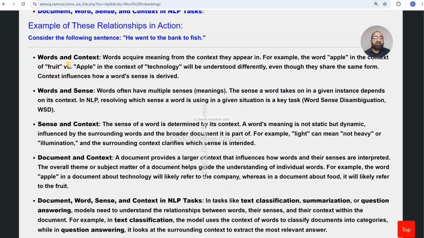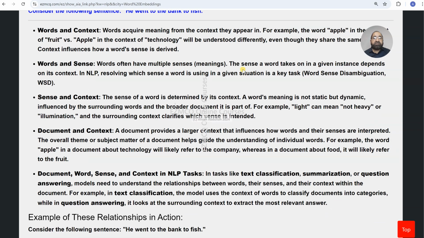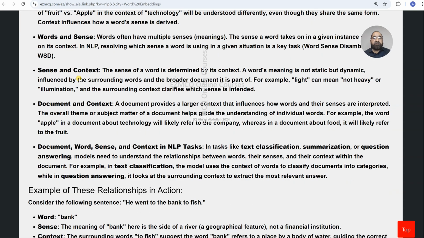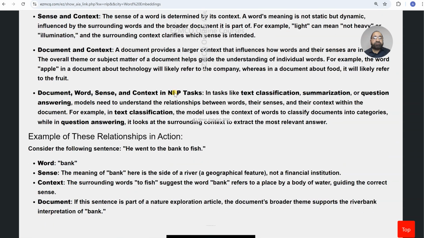Words and context: words acquire meaning from the context in which they appear. So apple with the lowercase versus Apple with the uppercase. Words and sense: the sense a word makes in a given sentence depends upon its context, which we have been saying repeatedly. For example, light can mean not heavy, or light can mean illumination, depending upon the surrounding words.